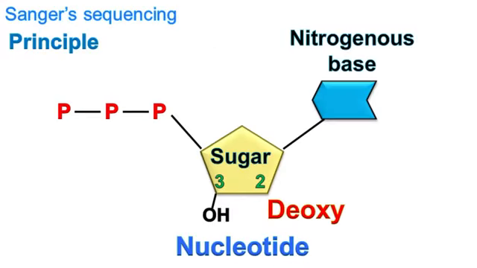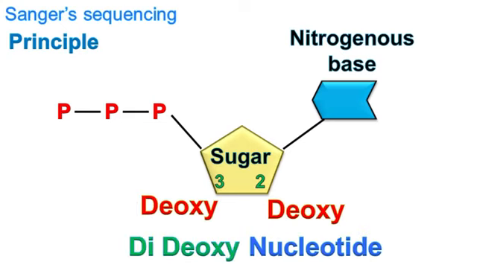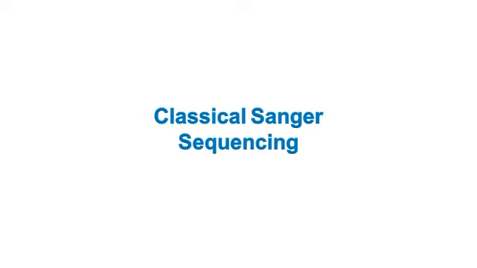The nucleotide having 3' hydroxyl group absent is called dideoxynucleotide. Di means two and deoxy means absence of the hydroxyl group. Let's see classical Sanger sequencing method.